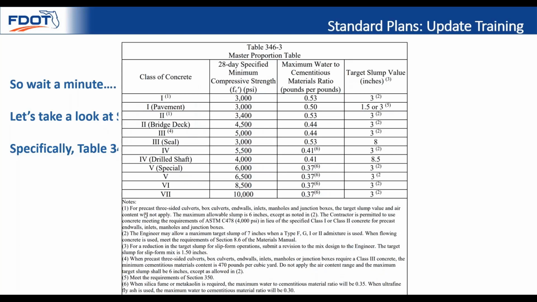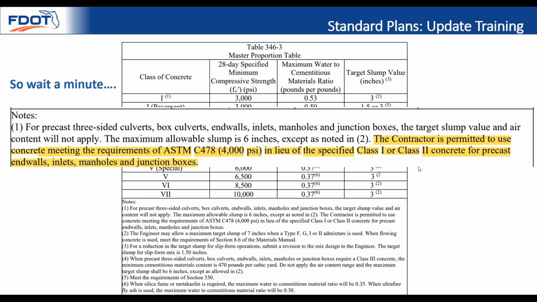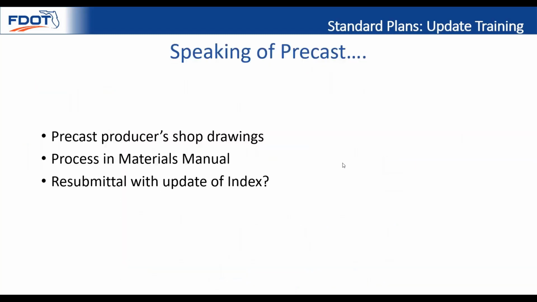Now, that's a lot of words. I don't expect folks to run through that real quick and try and read that. So here's the main part. In this table, the contractor is permitted to use concrete meeting the requirements of ASTM C478 4000 PSI in lieu of the specified Class 1 or Class 2 concrete for precast end walls, inlets, manholes, and junction boxes. So the point here is that the C478 concrete can still be used. We just took out the reference to it, since when you look up Class 2 concrete in the specifications, that's where the reference to ASTM C478 is.